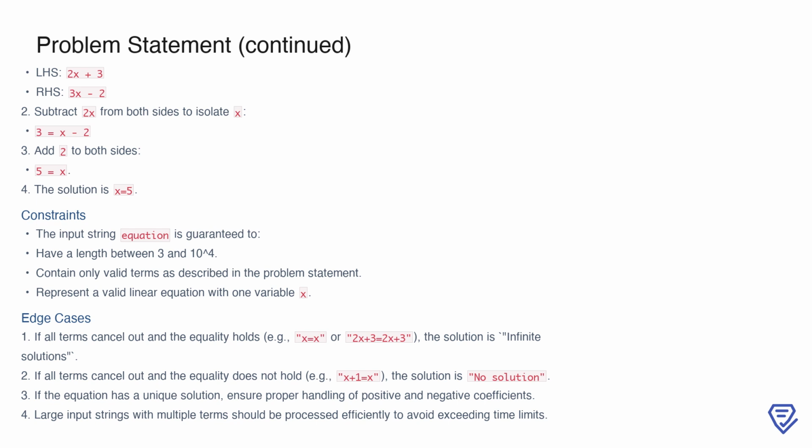Finally, let's discuss the constraints and edge cases. The input string is always valid, with a length between 3 and 10,000 characters. Edge cases include equations where all terms cancel out, such as x equals x, which results in infinite solutions, or x plus 1 equals x, which leads to no solution. Additionally, equations with large numbers of terms must be handled efficiently to meet performance requirements.